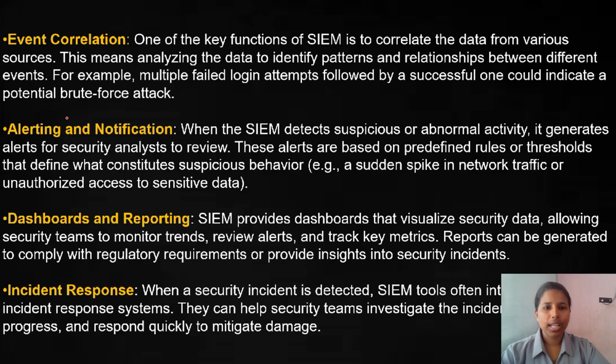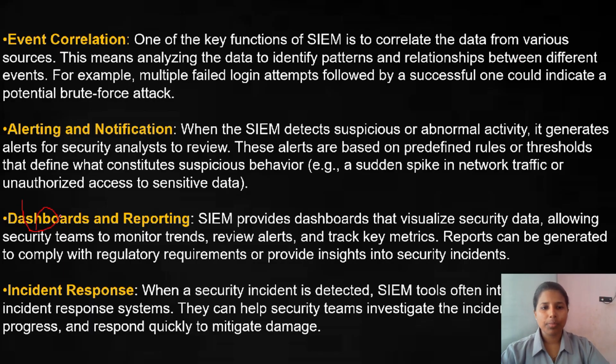And the fifth one is alerting and notification. From here we will detect suspicious or abnormal activity like a brute force attack. We will get an alert based on predefined rules. We are giving a pattern, a rule, for what to do when an alert comes, and according to that pattern, it will give us an alert. So we will find suspicious behavior, like a sudden spike in network traffic or any unauthorized activity. In this step, we can analyze and we will get the alerting and notification.